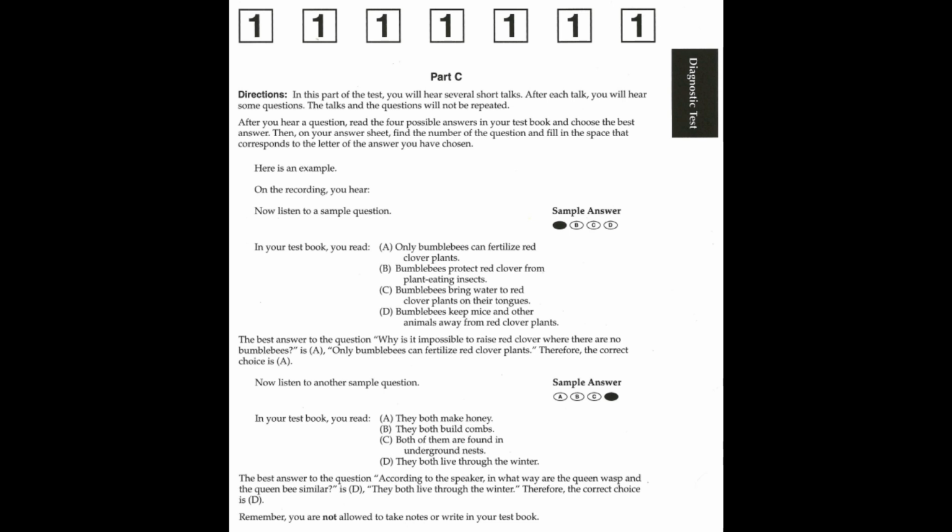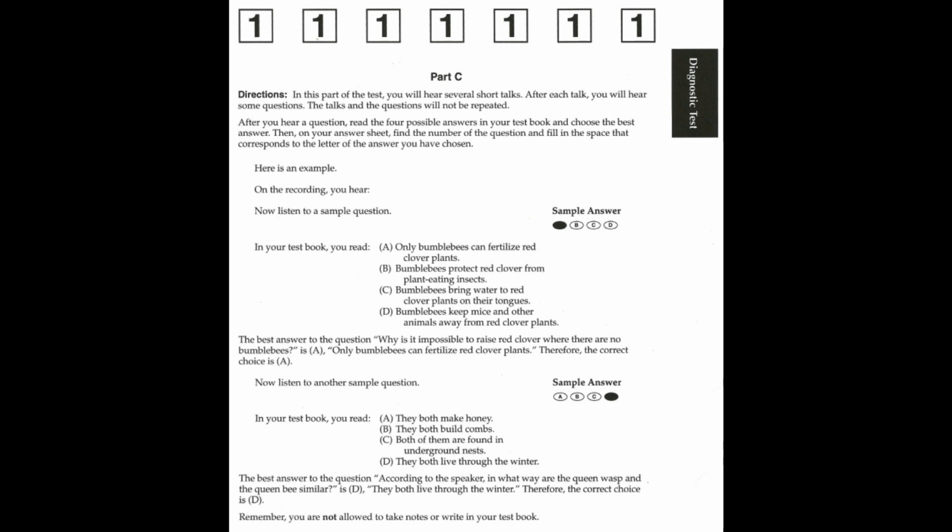After you hear a question, read the 4 possible answers in your test book and choose the best answer. Then on your answer sheet, find the number of the question and fill in the space that corresponds to the letter of the answer you have chosen. Here is an example. On the recording, you hear, "Listen to an instructor talk to his class about bumblebees."